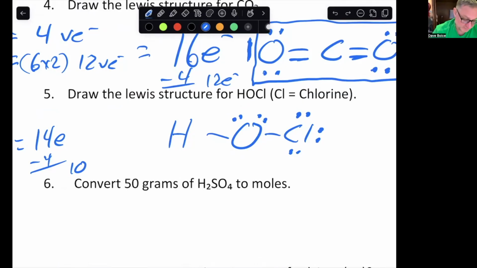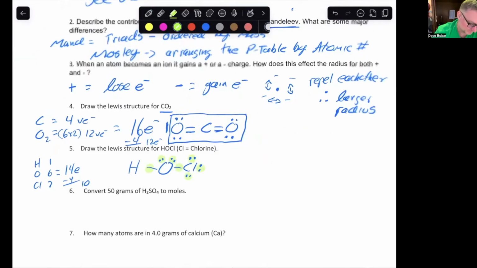Okay, so did I use 14? I did. Let's check and make sure I used 14. So 2, 4, 6, 8, 10, 12, 14 electrons. Everyone's got an octet. Hydrogen's got a 2. Everything else has 8. This is a good drawing.